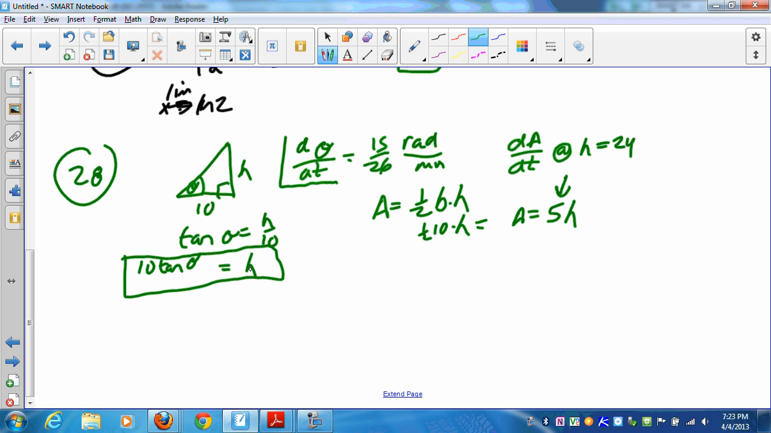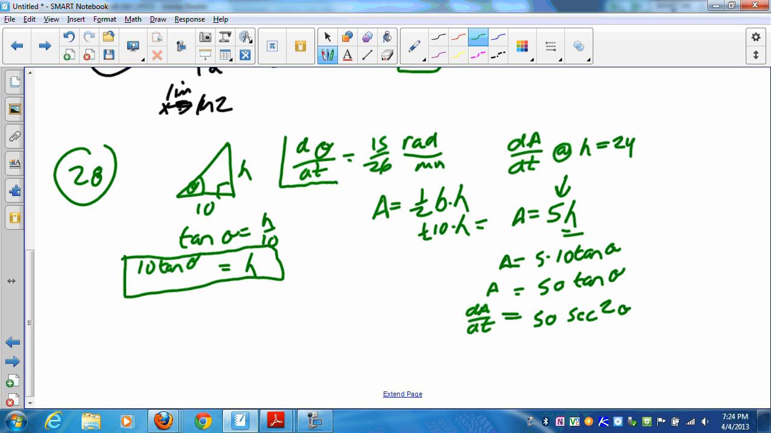So now we can substitute this h for this h here and get that the area is equal to 5 times 10 tangent of theta. Alright, so now we have 50 tangent of theta, and now we can take the derivative of the area: dA dt is equal to 50 secant squared theta d theta dt. Alright, well let's see what we know. We know 50 is constant, and we know what d theta dt is. It's given to us up here.